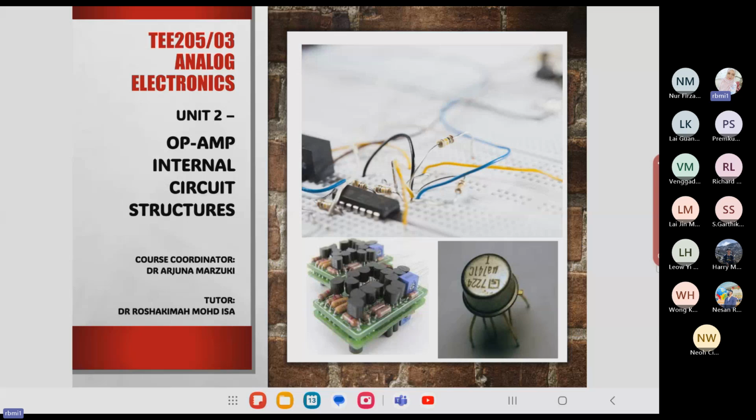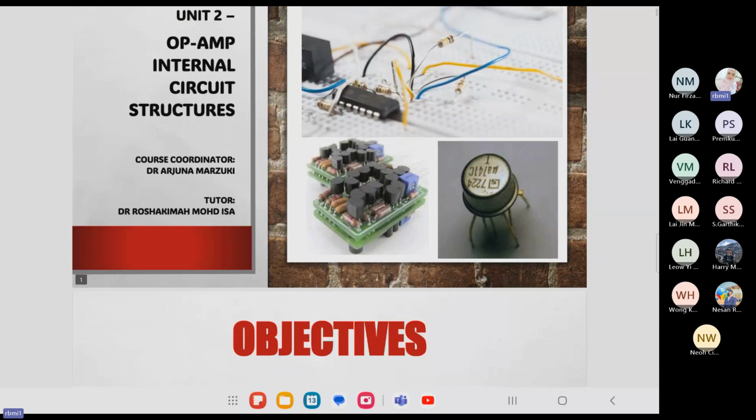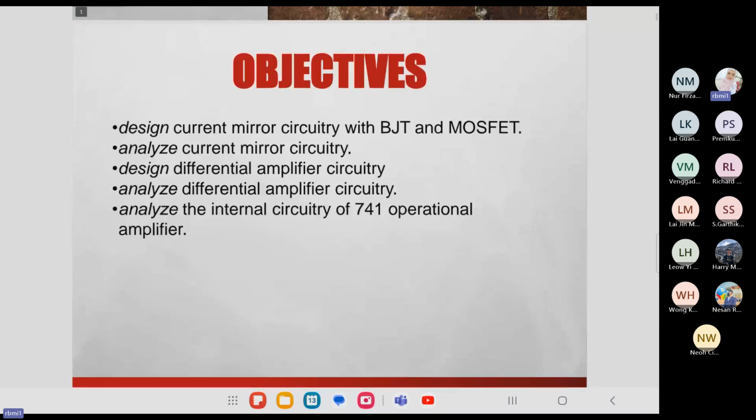All right. So I hope that you guys can see my screen. Unit 2 is on op-amp internal circuit structures, and these are the objectives for this tutorial 2. We will cover the current mirror circuit for BJT and MOSFET, and then we will go for differential amplifier, and towards the end a bit on the internal structure of the 741 op amp.